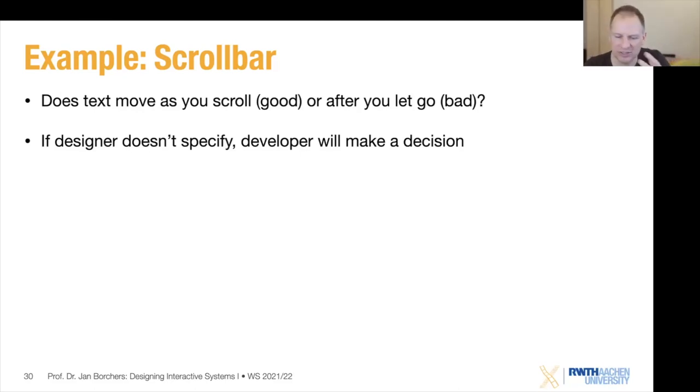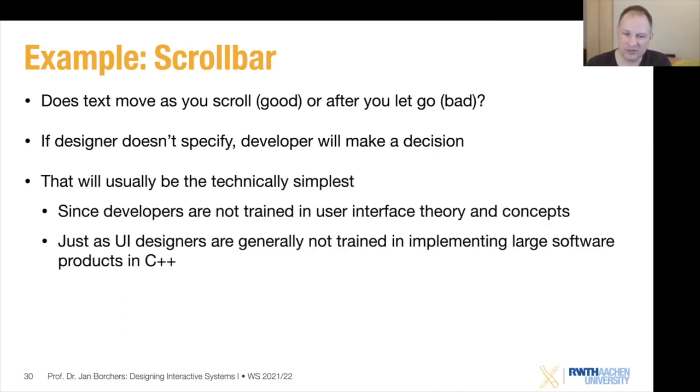How often do I do this, and how many times a second, and how much CPU does that take, blah, blah, blah. So as a developer, if the designer doesn't specify that they want the scroll bar explicitly to move continuously with the text, or the text moves continuously with the scroll bar, then the developer will make a decision, and that will usually be the technically simplest one. And that's okay. That's to be expected from a developer, because most developers, unlike you guys who are in DIS1 now, are not trained in user interface theory and concepts.